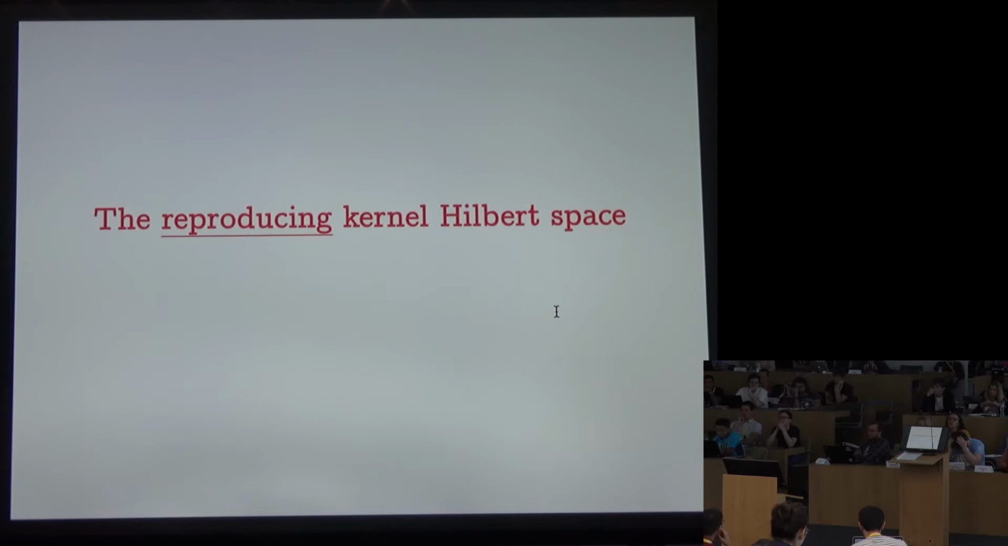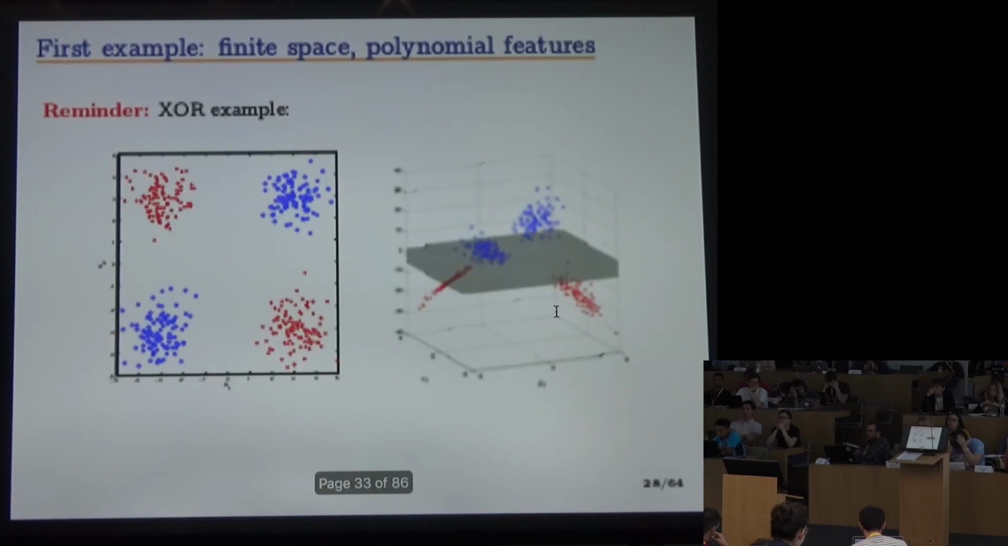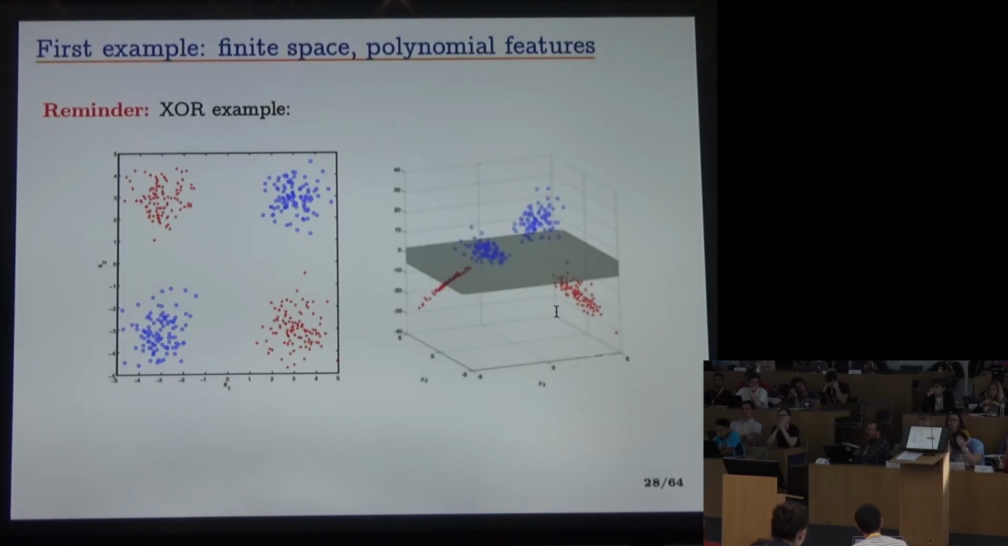Final property, the reproducing property. Okay, so this is, in a sense, the hardest part. Remember, right at the start I talked about this very simple feature space, where I took my points and mapped them into a very slightly higher dimensional space where I added a third coordinate, which allowed me to separate red from blue using a linear boundary.